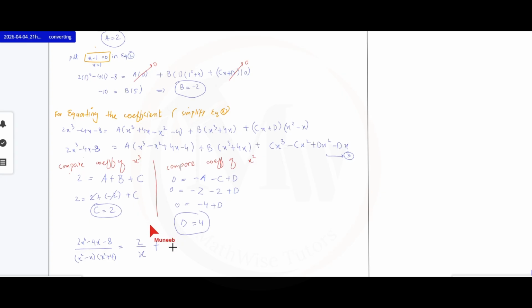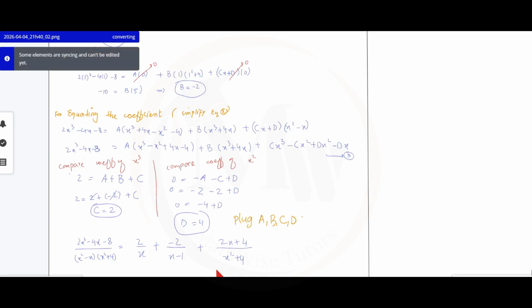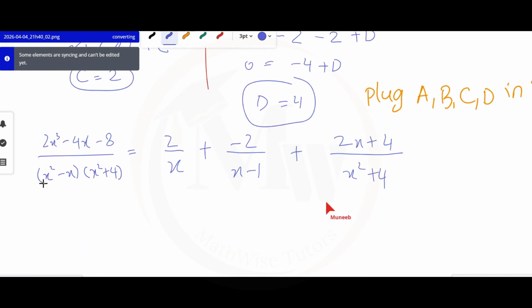So b is minus 2. Minus 2 over x minus 1 plus cx plus d. So c is 2, 2x, plus d is 4. 2x plus 4 divided by x square plus 4, right? We plug all the values, plug a, b, c and d in equation 1, right? So after plugging, we get this value. Apply the integral sign on both sides.